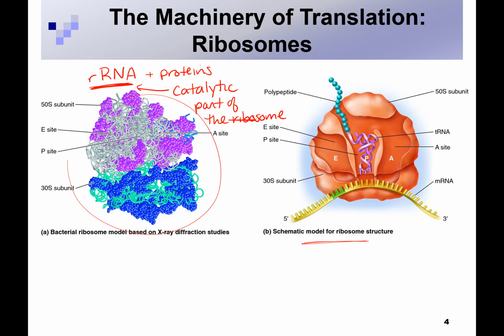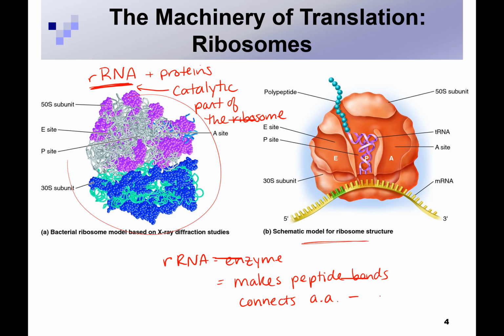So what does that mean? That means the rRNA is the actual enzyme of the ribosome. And what does the enzyme do? It makes peptide bonds. So it connects an amino acid, I'm going to abbreviate that AA, to another amino acid, AA, and the peptide bond right there is a covalent bond. And I talk more about this on the video about protein structure, so make sure you watch it.